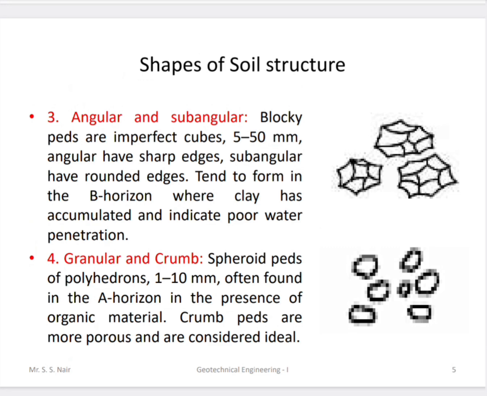Granular and crumb. Spheroid peds of polyhedron up to 10 mm, often found in the A horizon in the presence of organic matter. Crumb peds are more porous and are ideal.